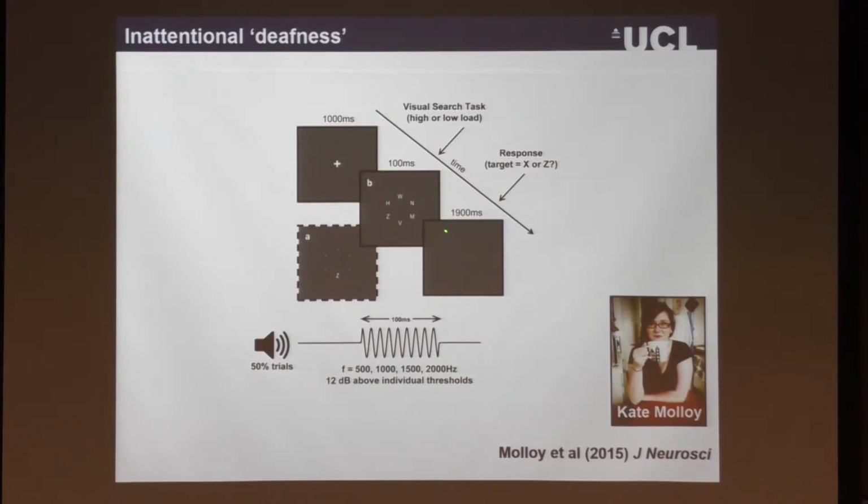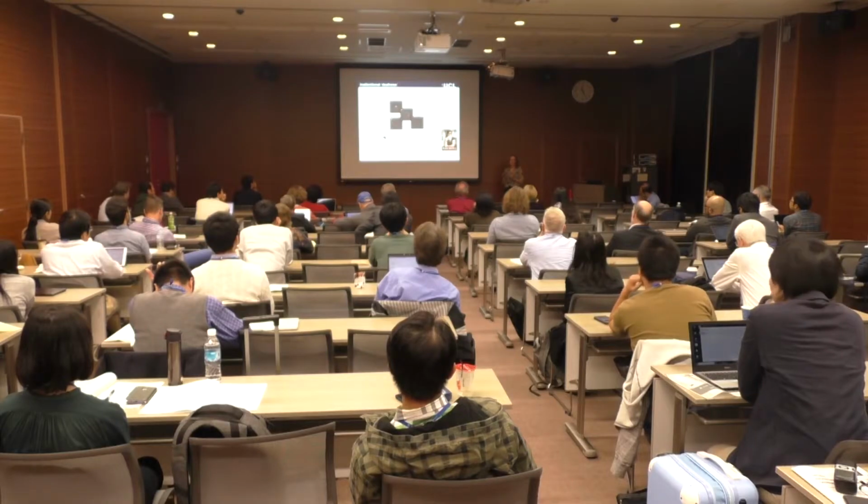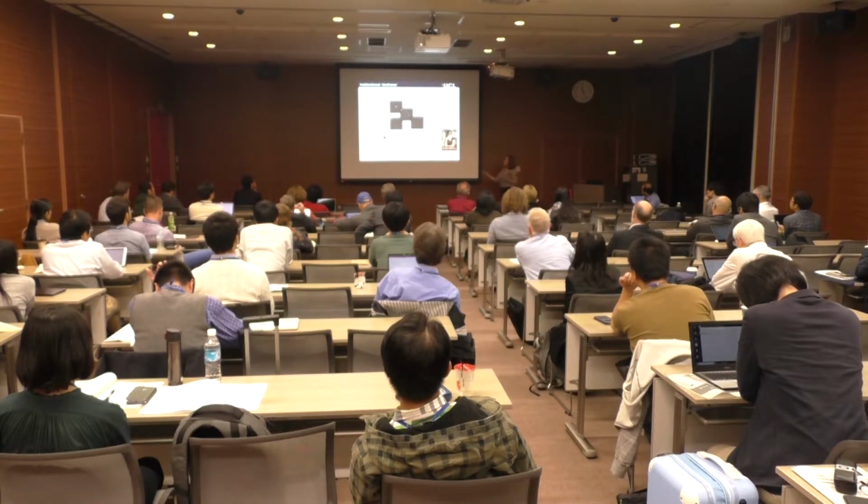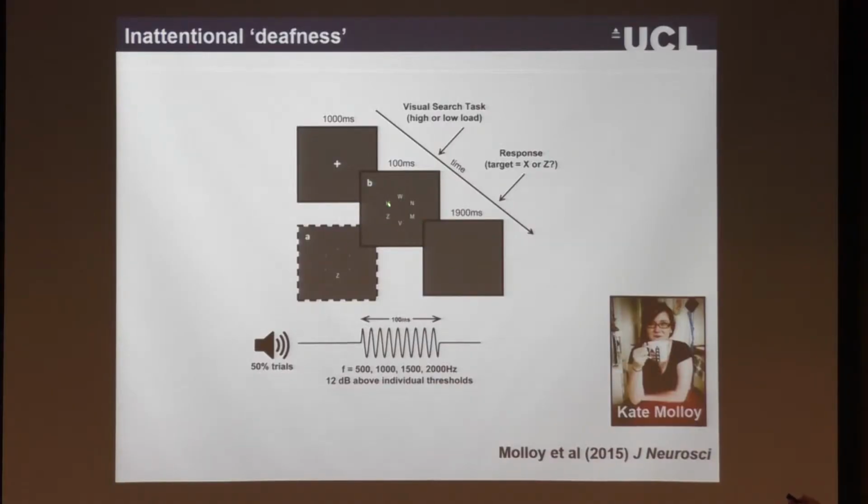And then very briefly, for 100 milliseconds, they received a search array. It was a circle around fixation with a bunch of letters. And then there was a blank screen thereafter, during which they had to provide their response. On each one of these trials, they were determining whether an X or a Z were present in this display.